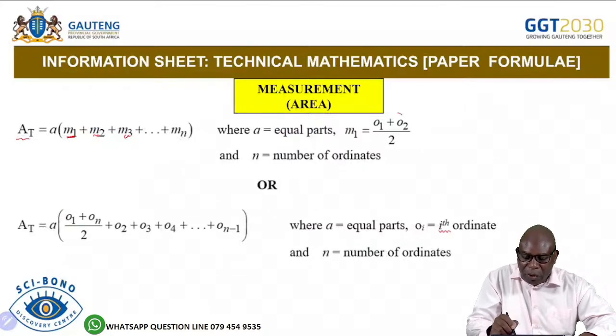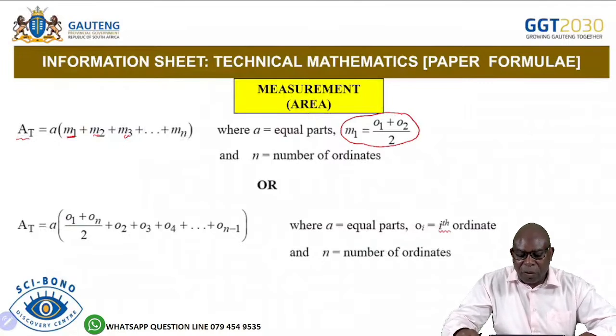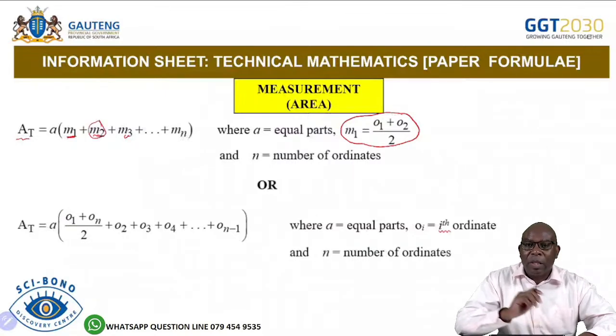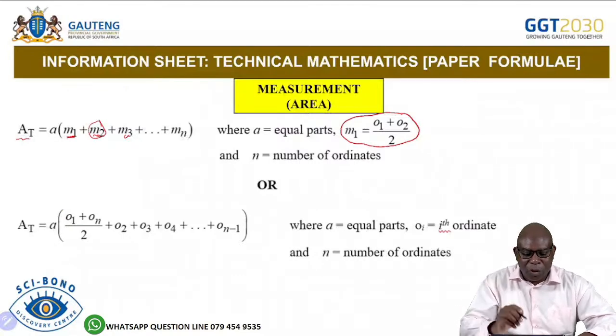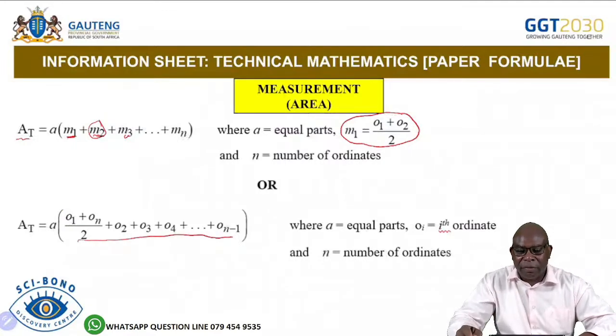So here they tell you M1 is nothing else but the first ordinate plus the second ordinate divided by 2. So in other words, M2 will also be the same: the second ordinate plus the third ordinate divided by 2. So you carry on like that. In this, you can see the two formulas are different.